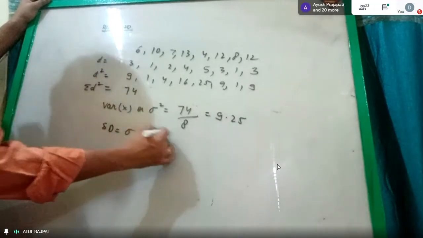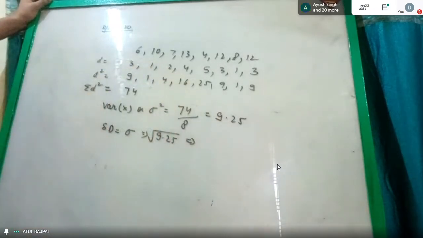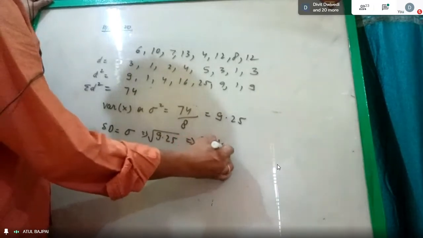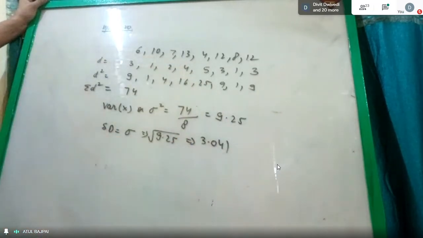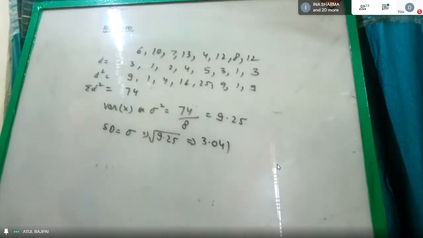That means we'll take the square root of the variance. What is the square root of 9.25? 3.041. Is the question clear, everyone? What is mean? We calculated the mean. What is deviation? Deviation, we know it. If they ask you for mean deviation about mean, then we could have calculated the mean deviation about the mean also.